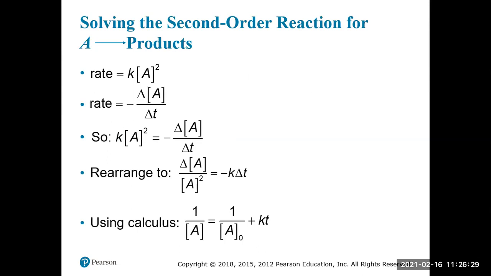Okay, so just as we did before, we can go through and look at our initial rate expressions. Rate equals K times A squared, because it's second order, so we know that superscript is 2. And then rate equals minus delta A over delta T. We set those two equal to each other as we did before. We get our next relationship here.